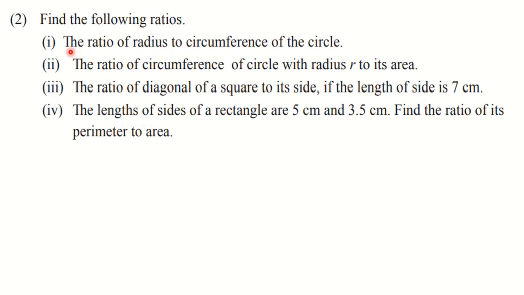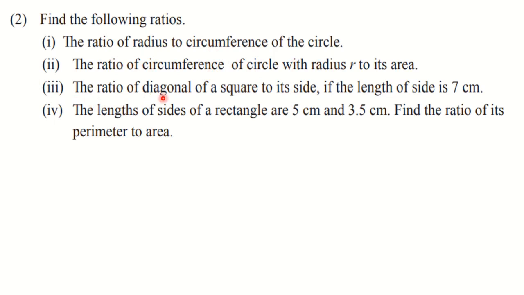Okay. First one: the ratio of radius to circumference of the circle. And second one is the ratio of circumference of a circle with radius r to its area. Now see, when I taught you the properties, I told you that whenever we want to compare ratios, their units should be the same. But in the case of circumference and area, the units are not the same. Like if the radius is in centimeters, the circumference will come in centimeters, but the area will come in centimeters square. Okay. So this statement is not correct. I will give you the corrected statement. Okay, so we are discussing both these questions.